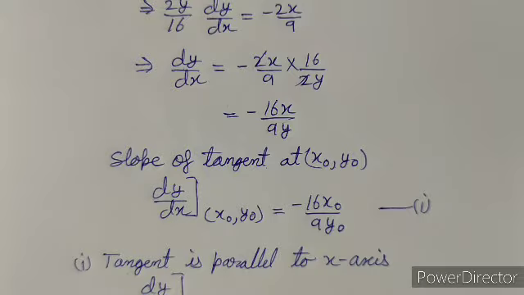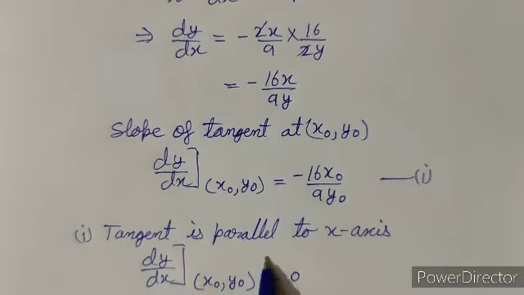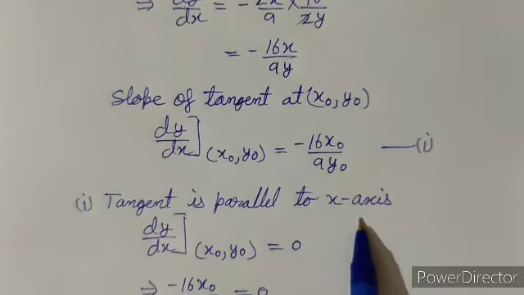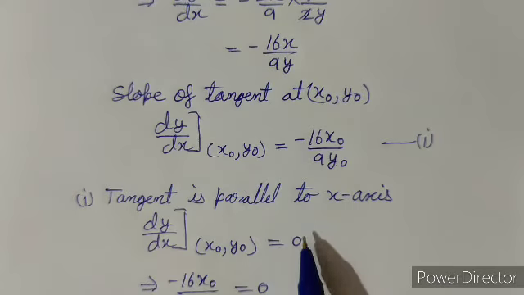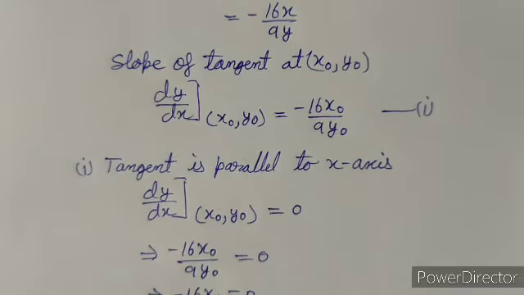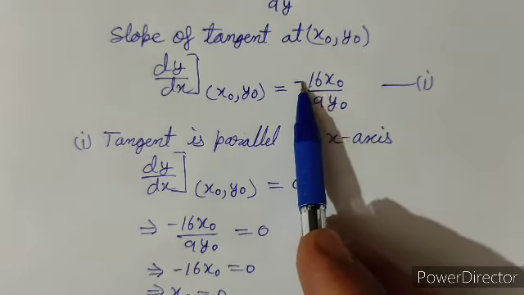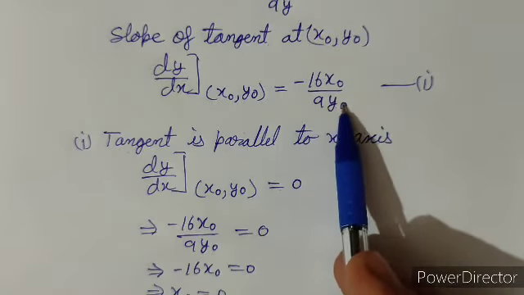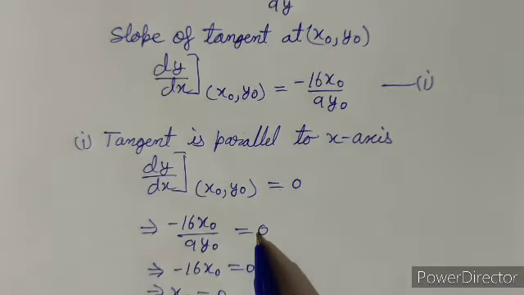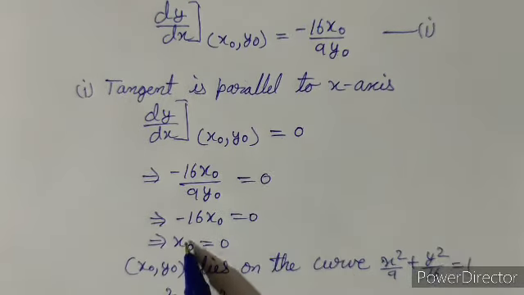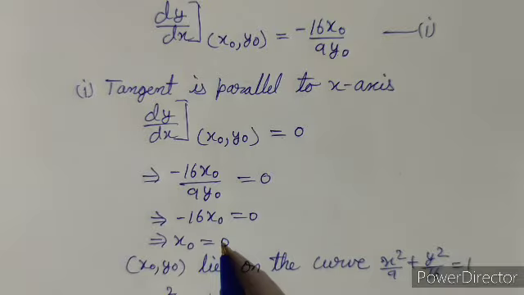Now in the first part, tangent is parallel to the x-axis. That means slope of the tangent will be equal to 0. Slope of a line parallel to the x-axis is always equal to 0. And that means minus 16x0 upon 9y0 will be equal to 0, and this will give us x0 as 0.